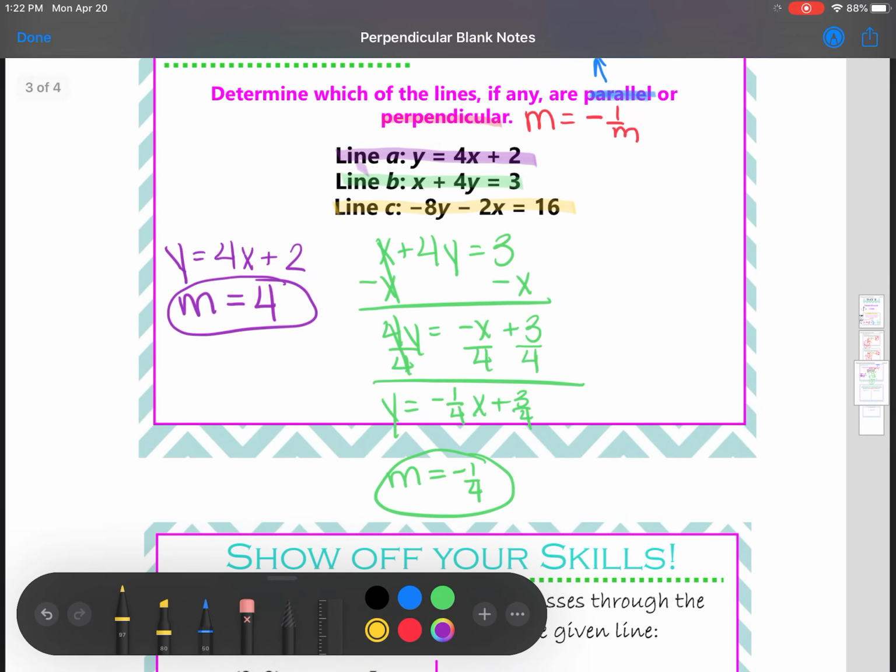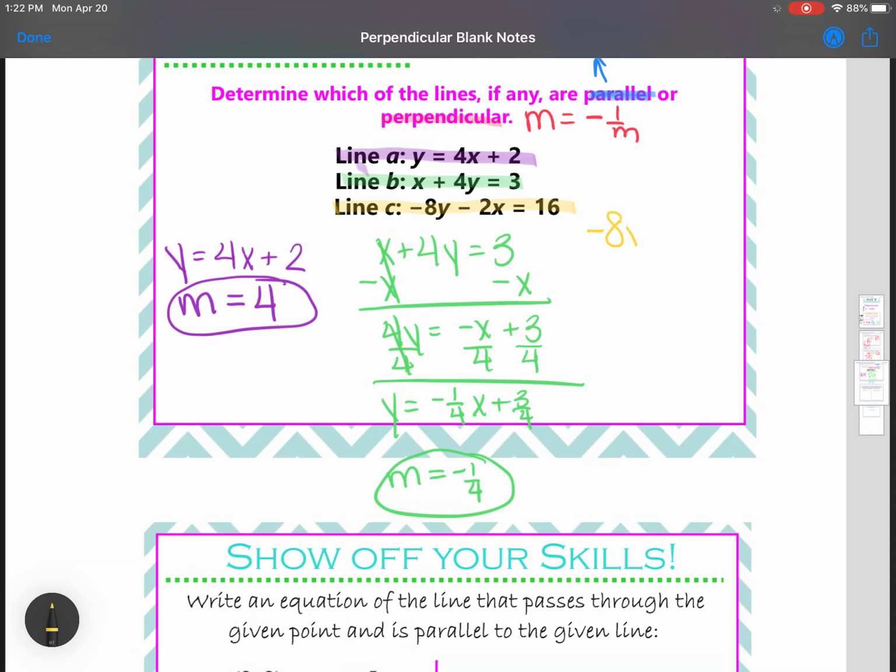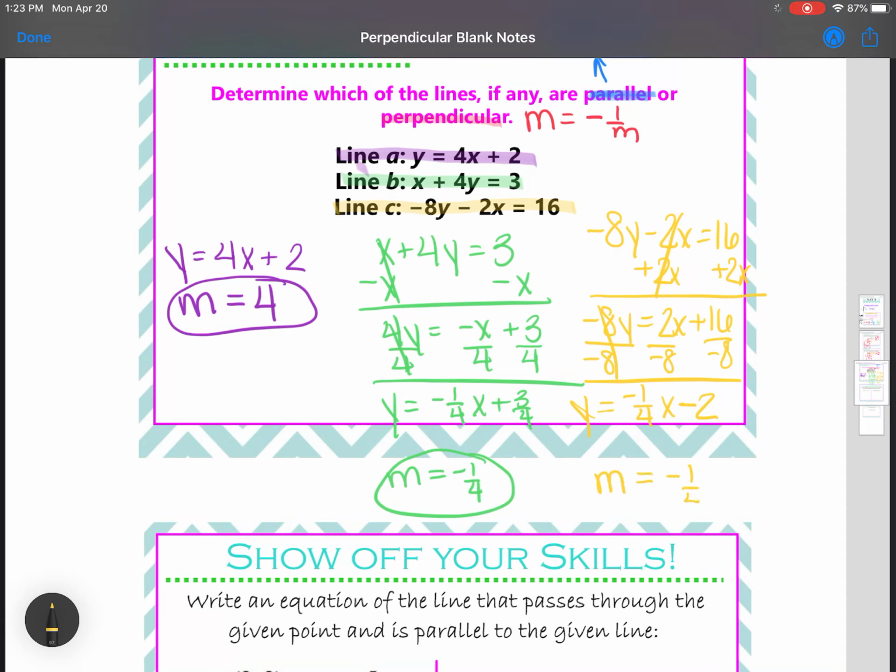All right, and in my last one, I have negative 8y minus 2x equals 16. To start, I'm going to add 2x to both sides. Negative 8y equals 2x plus 16. Then I'm going to divide all 3 terms by negative 8. Okay, I'm left with y equals negative 2 divided by negative 8 is negative 1/4 x, 16 divided by negative 8 is negative 2. So my slope in this one, m equals negative 1/4.